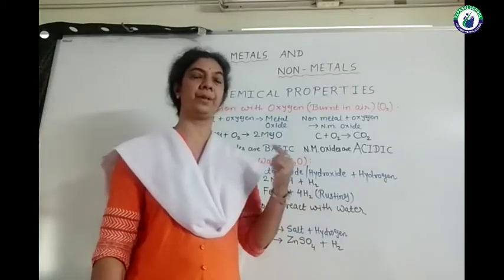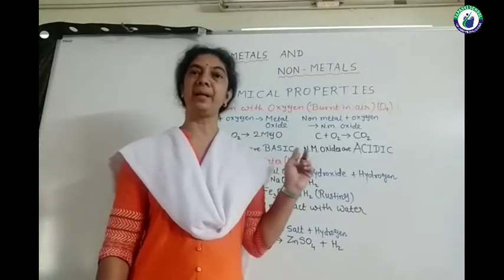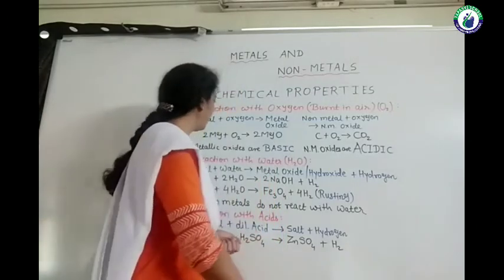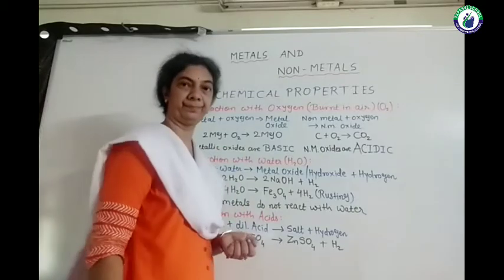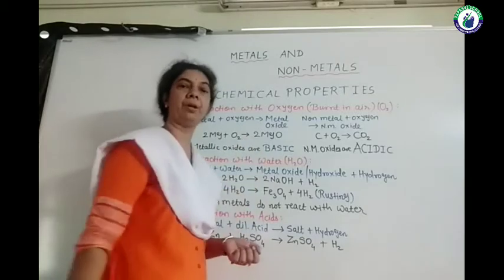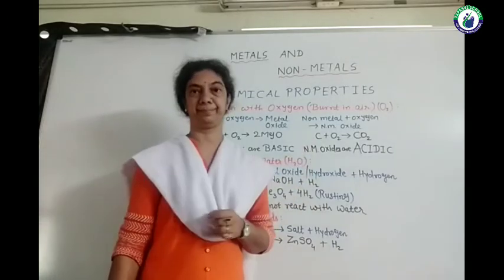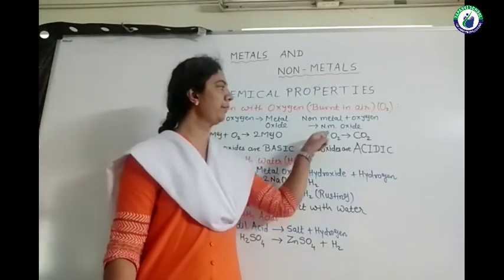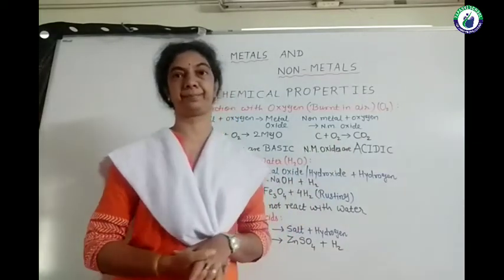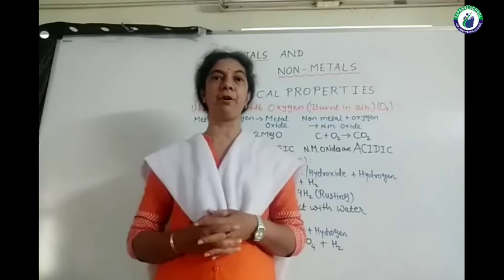Now same equation we can write down with the symbols of metals and non-metals, and that becomes our symbolic equation. First we had written the example of magnesium. Magnesium is reacting with oxygen and gives magnesium oxide. One non-metal carbon, it is reacting with oxygen and gives non-metallic oxide, that is carbon dioxide. Likewise, we can write the equations for different metals and different non-metals.